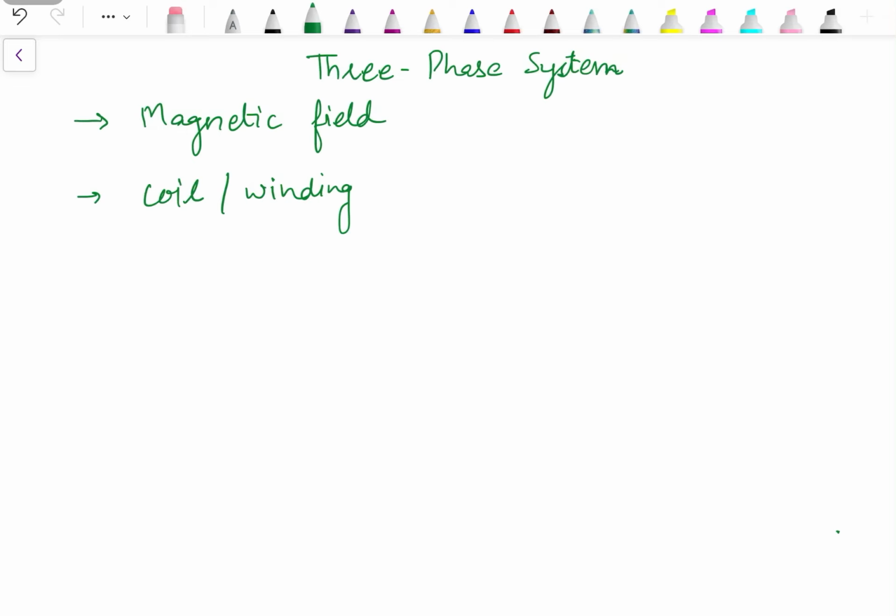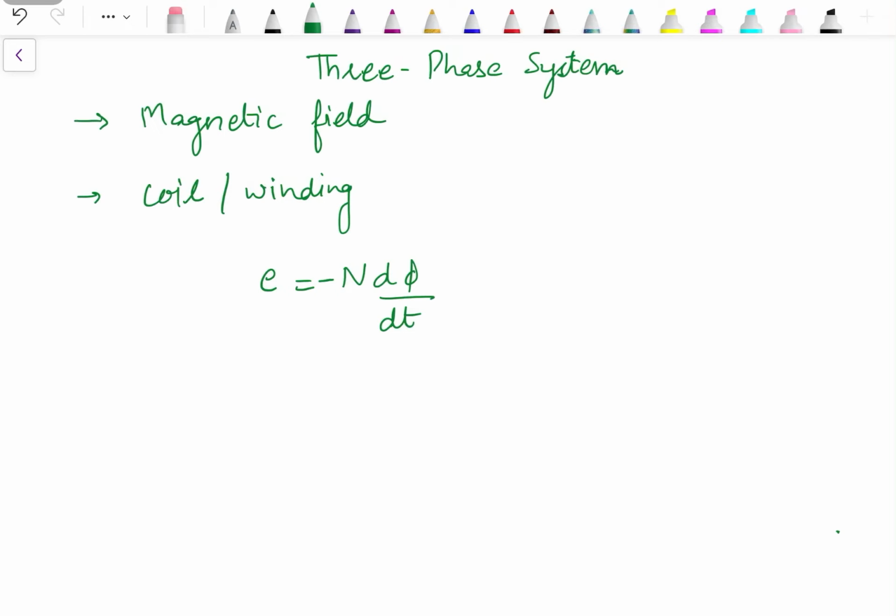All these three windings are actually identical. Identical means they have the same number of turns, and their physical dimensions are also the same. And we know that the induced EMF is proportional to the number of turns and the rate of change of flux. It's given by E is equal to minus N d phi by dt. So if the same magnetic field is linking with all the three windings and their number of turns are the same, then the maximum value of induced EMF in each winding will remain the same.